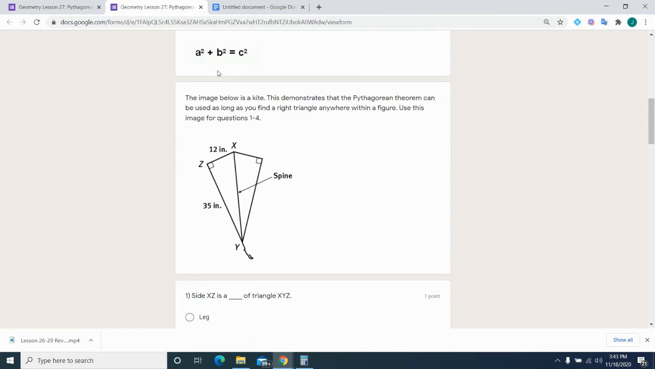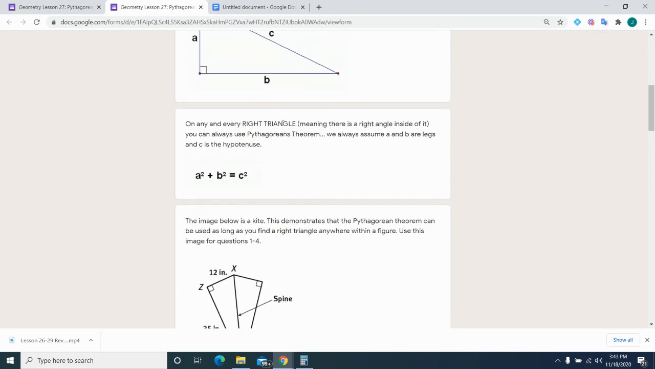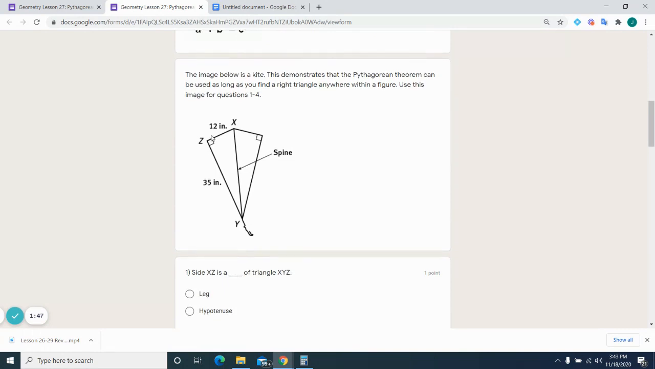Okay, hopefully you've tried them by now. So if you look right here, this is a kite. This is to show that the Pythagorean theorem is going to work in cases beyond just a standard triangle like this. So in this kite, if you cut it in half, you have 2 right triangles you can use.